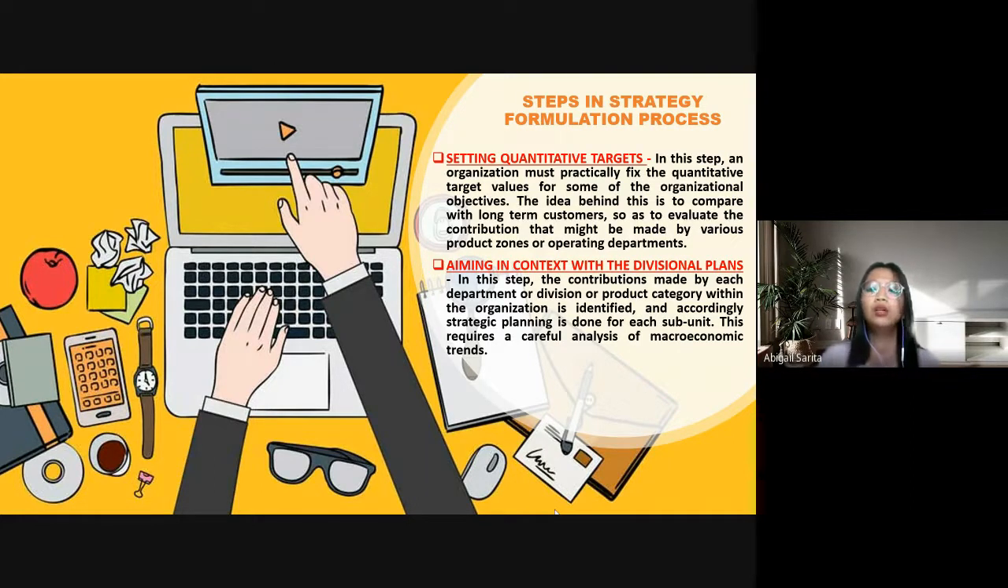So that's what we call aiming in context with the divisional plans. You will work on the tasks and responsibilities given to you by the top management, and how are you going to execute it in order for you to achieve the objectives of the department or the organization.